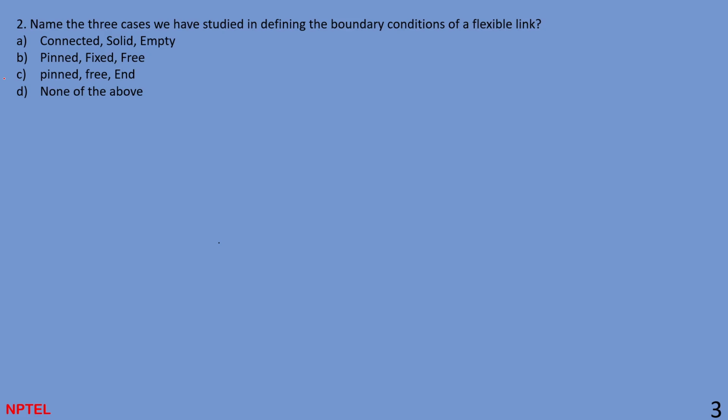Name the three cases we have studied in defining the boundary condition of a flexible link. It's also a very straightforward question. So what are the three conditions? The first condition is the pinned condition, right? If you have a link, with this kind of a pin joint, what it allows is that it allows you to rotate. Then the other is a fixed condition, where it doesn't allow you to bend things. The pinned one can be easily rotated.